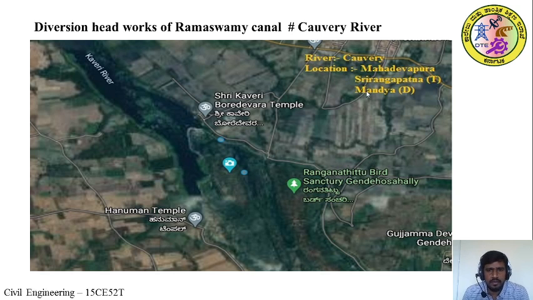Another diversion network in the Kaveri river basin is the Ramaswamy canal, that is the Ramaswamy diversion headworks, and this location is Adevpura, Srirangapatna Taluk, Mandya district, and is very near to Srirangapatna. This is the diversion headworks.